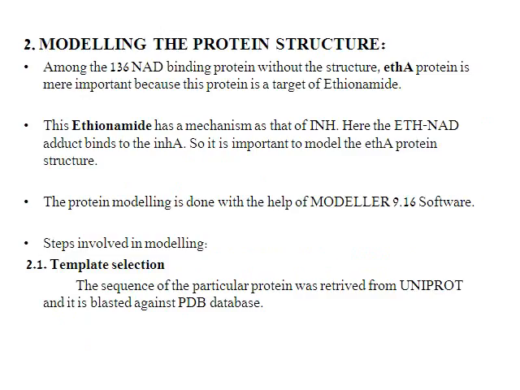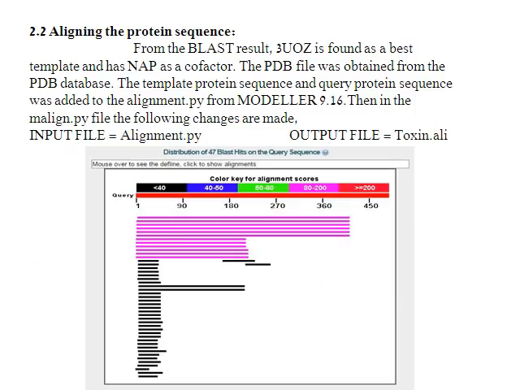Among the 136 NAD binding proteins without a structure, the EthA protein is more important because this protein is a target of ethionamide. Ethionamide is a drug which is used to treat TB. It has the same drug target as INH, so it is important to design an EthA protein structure, and the modeling involves 3 steps.